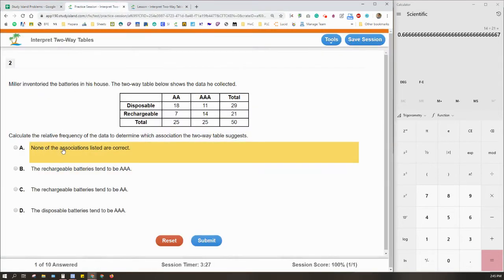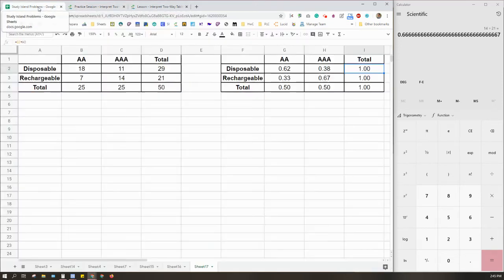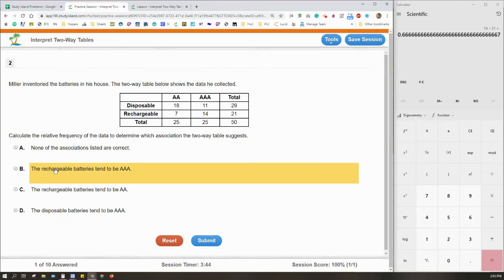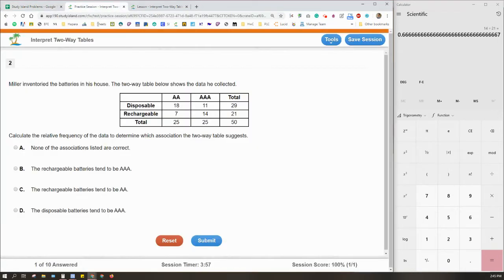First thing, none of the associations listed are correct. Well, we have to read through the associations to figure out if that's true. So let's see if any of these are correct. B, the rechargeable batteries tend to be AAA. Let's look at our frequency table. What frequency of the batteries that are rechargeable, because that's what it's asking about, are AAA? Well, in the rechargeable batteries, 67% of them are AAA. So yes, the rechargeable batteries tend to be AAA. So B does look like a good answer.